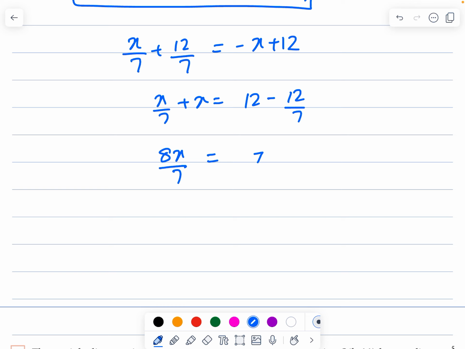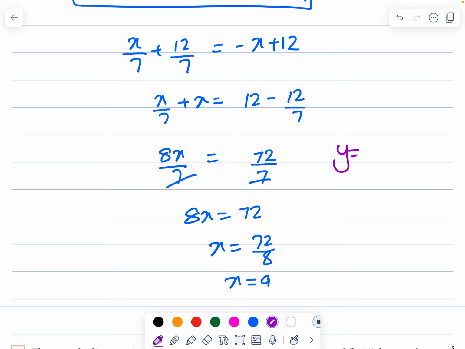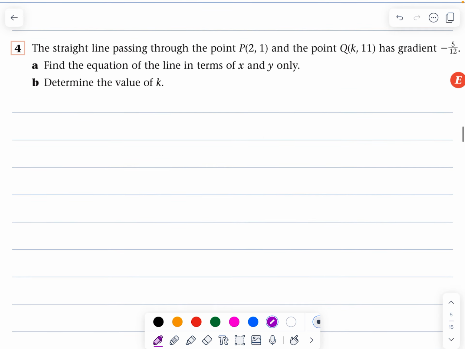is 72, 72 upon 7. So what does it become? The 7s cancel. 8x equals 72. So x equals 72 upon 8. x equals 9. Plug in x equals 9 in the equation y equals negative x plus 12. So y equals negative 9 plus 12. So y equals 3. So what are the coordinates of C? (9, 3) are the coordinates of C.